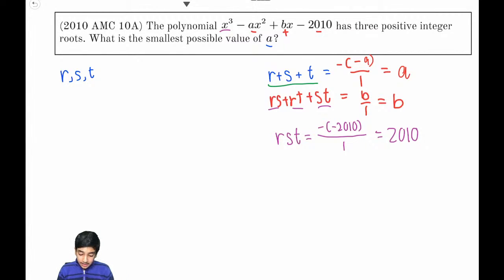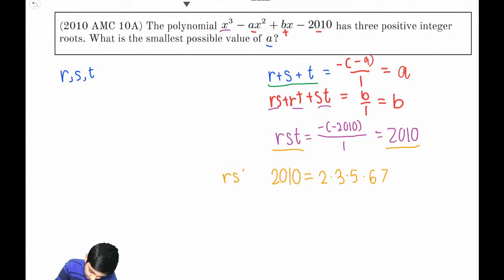So if you want to minimize the sum of the roots, what we want to do is make the terms the smallest possible. The only thing we really know is that RST is 2010. So we can prime factorize 2010, so that it's 2 times 3 times 5 times 67. RST has to be equal to this. We want to minimize r plus s plus t.